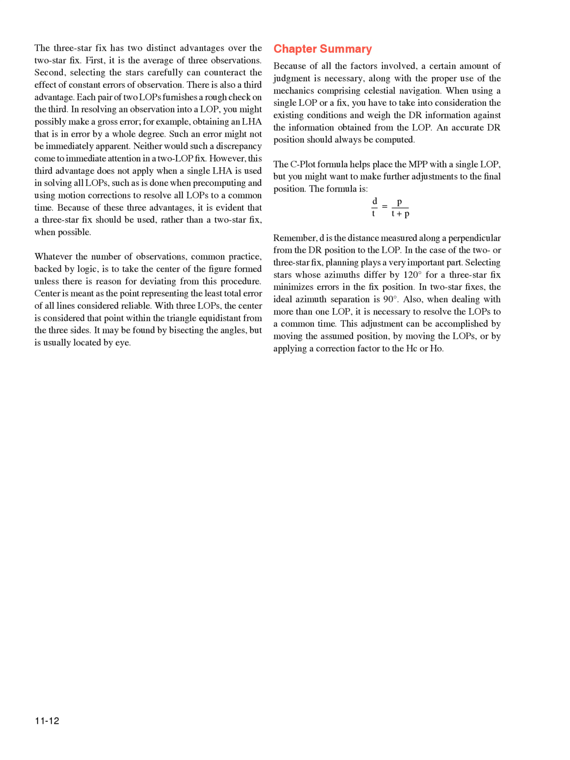In the case of the 2 or 3 star fix, planning plays a very important part. Selecting stars whose azimuths differ by 120 degrees for a 3-star fix minimizes errors in the fixed position. In 2-star fixes, the ideal azimuth separation is 90 degrees. Also, when dealing with more than one LOP, it is necessary to resolve the LOPs to a common time. This adjustment can be accomplished by moving the assumed position, by moving the LOPs, or by applying a correction factor to the Hc or Ho.